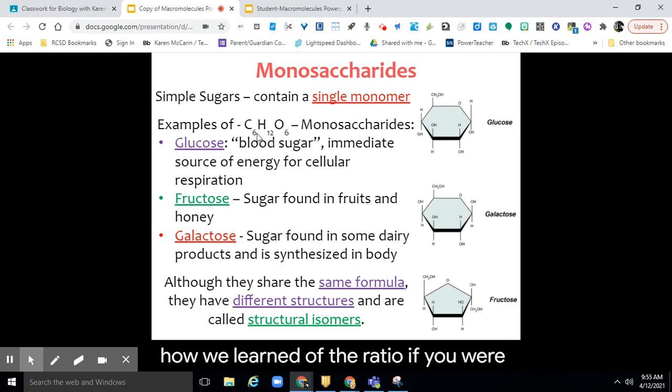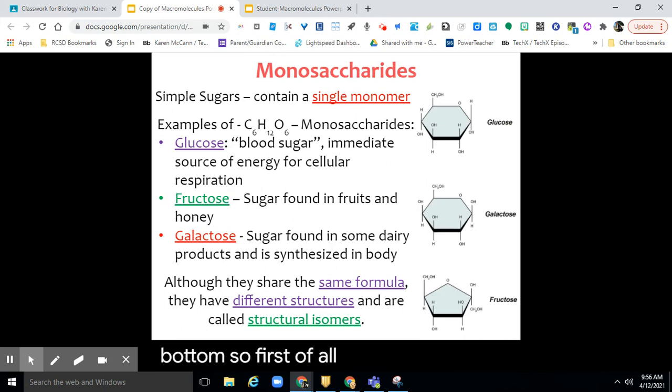If you were to divide all of these by 6, 6 divided by 6 would be 1, 12 divided by 6 would be 2, 6 divided by 6 would be 1. So the ratio of carbon to hydrogen to oxygen is 1 to 2 to 1. Now, they all have the same formula, but they're actually made differently. And we will talk about that at the very bottom.